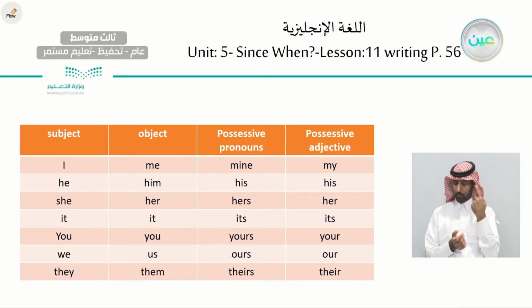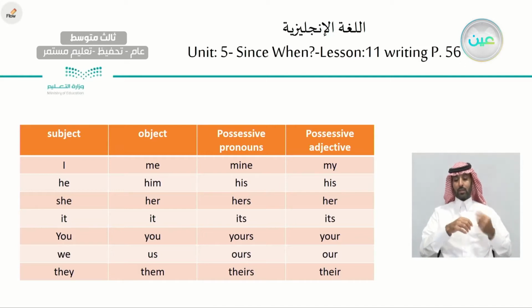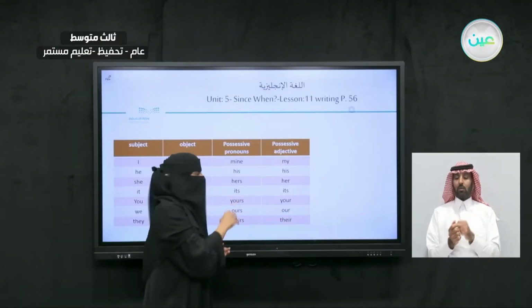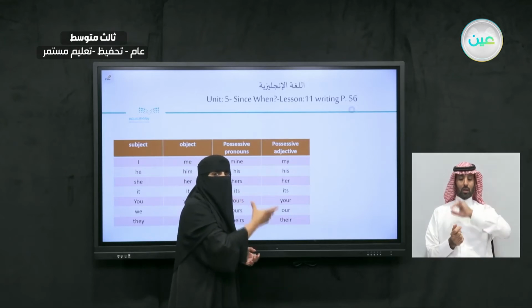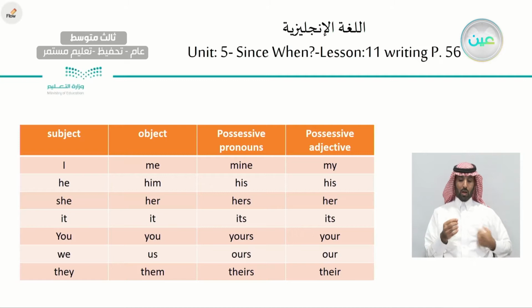Here we have two kinds: possessive pronouns and possessive adjectives. What is the difference? Possessive pronouns: we say it's mine, his, hers, its, yours, ours, and theirs. Possessive adjective: it's my mother. With the possessive adjective, we need a noun after it. You can't say it's my and stop talking. It's mine is okay. But when you say it's my, you need a noun after it. She's my mother. He's my father. This is my book. You need a noun after my, after the possessive adjectives. We have my, his, her, its, your, our, and their.